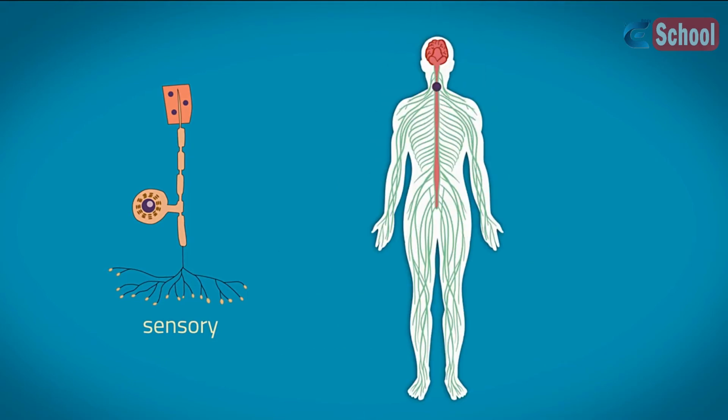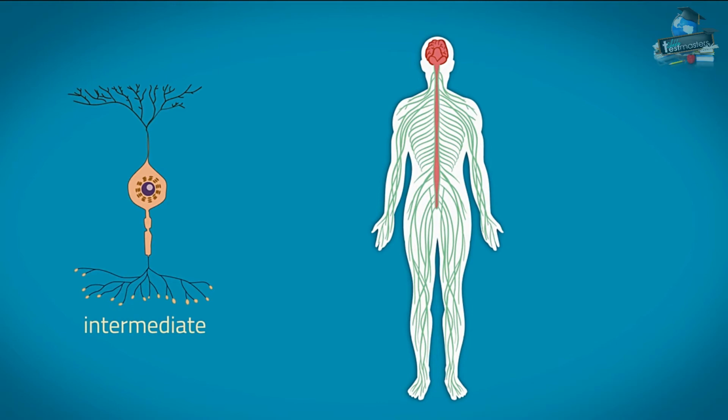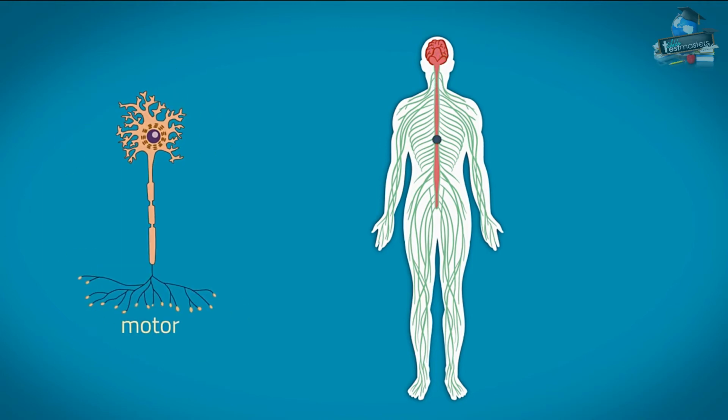Sensory neurons carry signals from receptors to the spinal cord and brain. Intermediate or relay neurons carry messages from one part of the central nervous system to another. The motor neurons carry signals from the central nervous system to effectors.